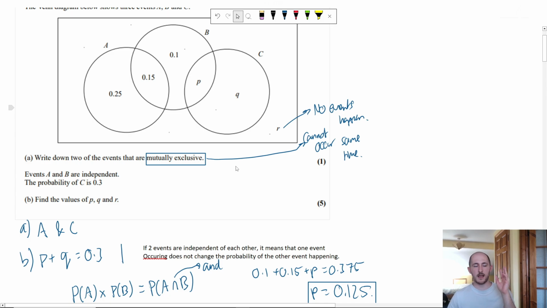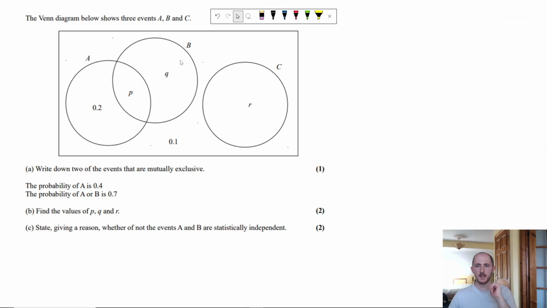I think the two things that were new were the mutually exclusive and the independent things. But other than that, it is a very typical but difficult GCSE Venn diagrams question. So here we have another Venn diagram because it is slightly different. It does look different to the other one.